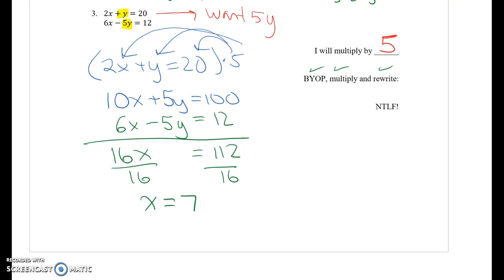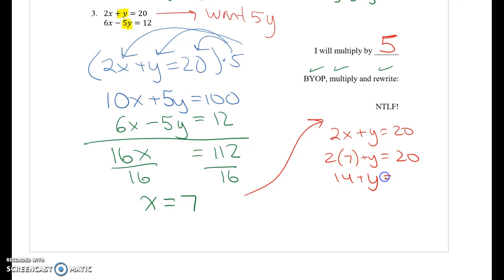Okay, I sub back in and I get 2x plus y equals 20. 2 times 7 plus y equals 20. 14 plus y equals 20. Minus 14 minus 14, y equals 6. And you guys can check that yourselves. Great job!